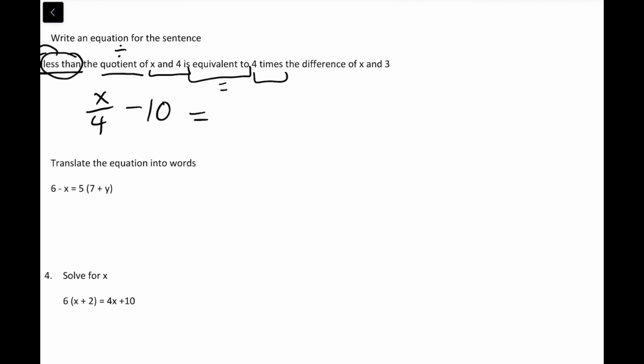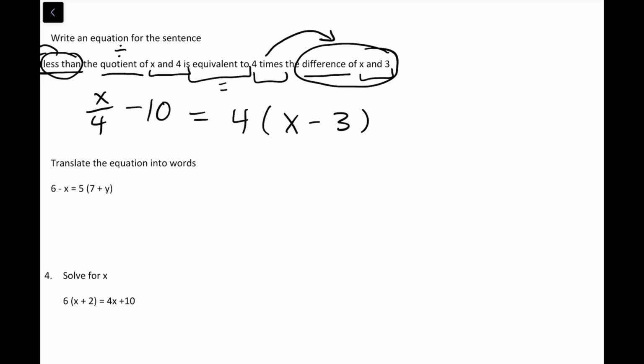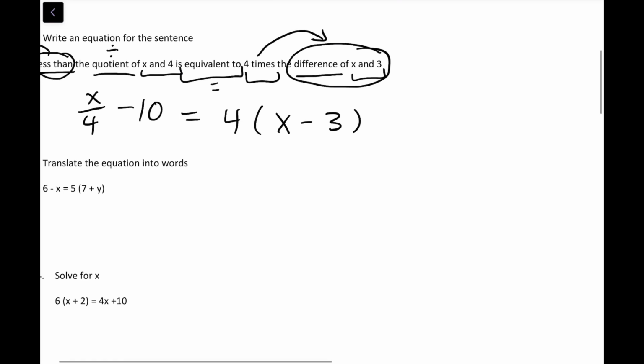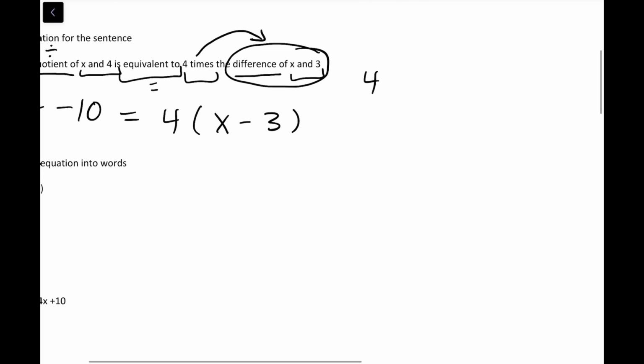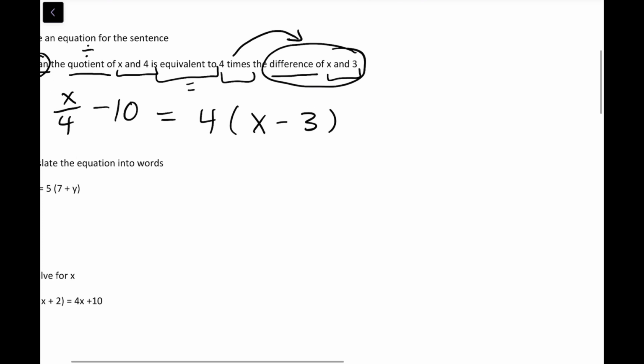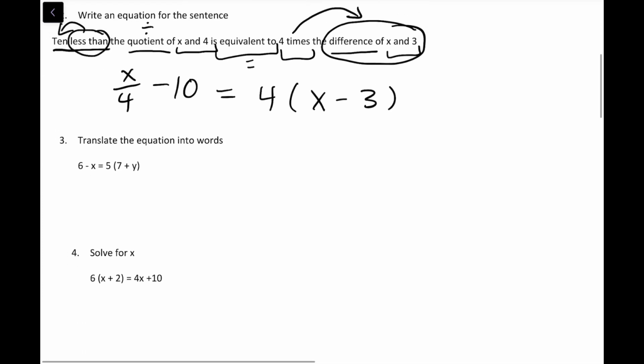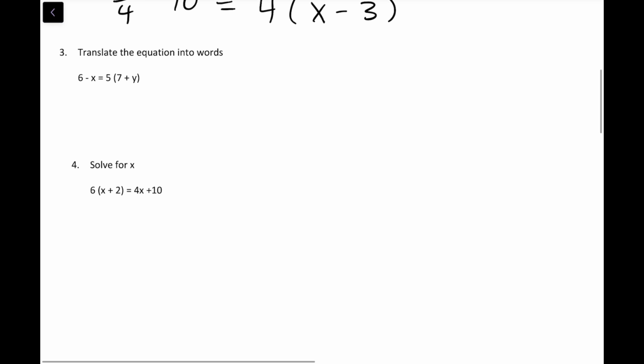4 times the difference of x and 3. So I'm multiplying 4 by a quantity. That difference word tells me to group. It tells me to put parentheses and put x minus 3 in parentheses because 4 is being multiplied by the difference, not just x and not just 3. So this would not be correct because we're multiplying by the difference. So x over 4 minus 10 equals 4 times the quantity x minus 3.